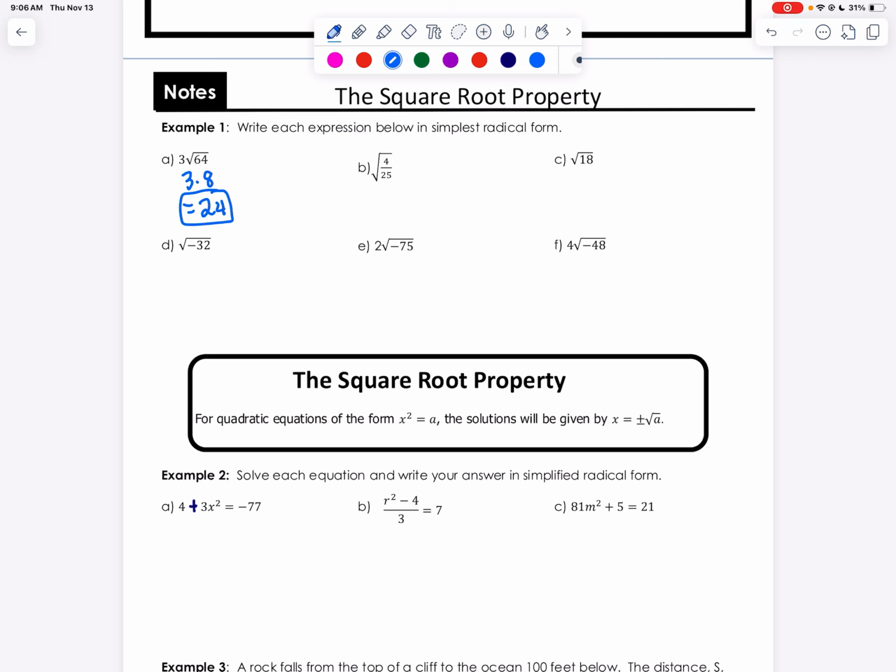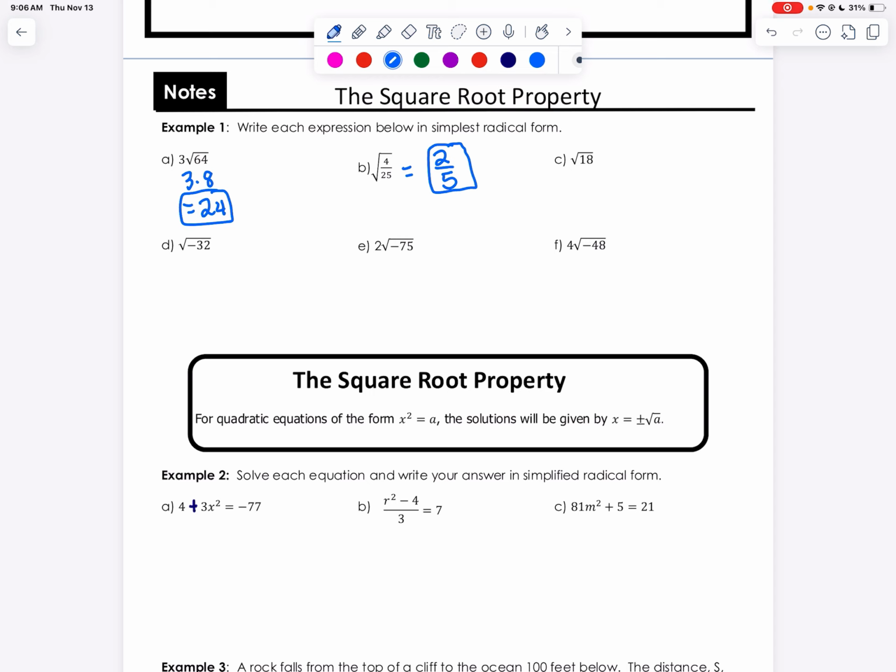In part B, we have the square root of 4/25. Now, notice in this problem, the numerator is a perfect square and the denominator is a perfect square. So what we can do is just take the square root of 4, which is 2, and the square root of 25, which is 5. So square root of 4/25 would simply be 2/5.